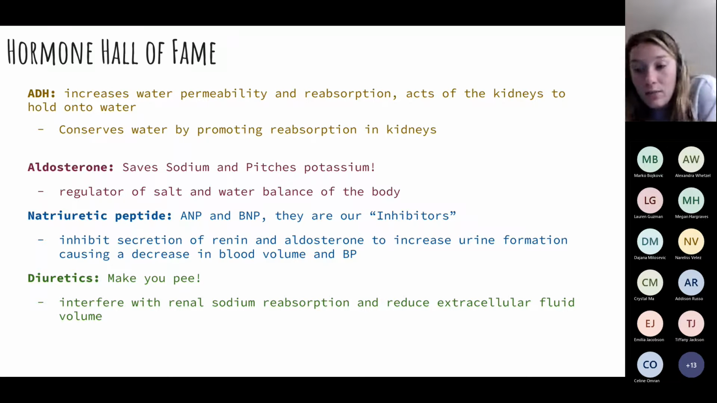So our RAS system is pretty awesome. It helps us increase our blood pressure if it's low. But what happens when my blood pressure gets back to normal or it starts to get a little bit high? Well, ANP and BNP are going to come into play and help increase that urine formation to help decrease our blood pressure or stop it from rising. And finally, diuretics, they help us pee.